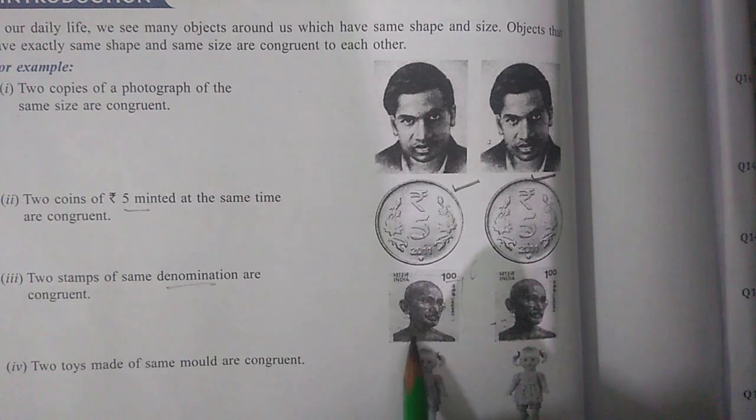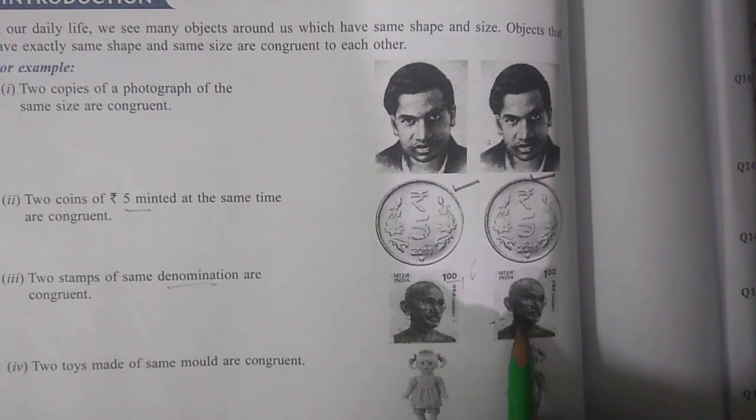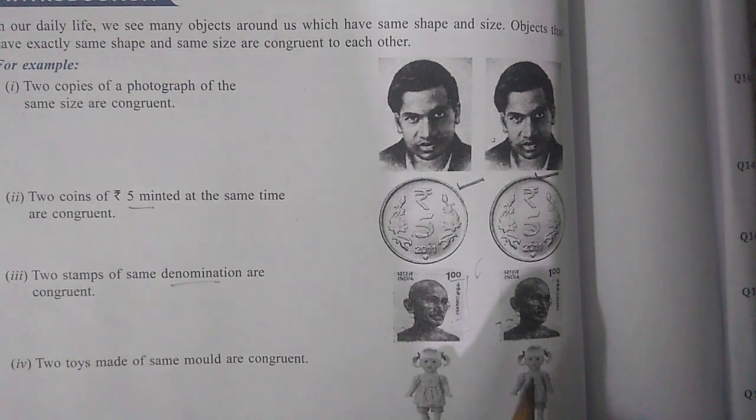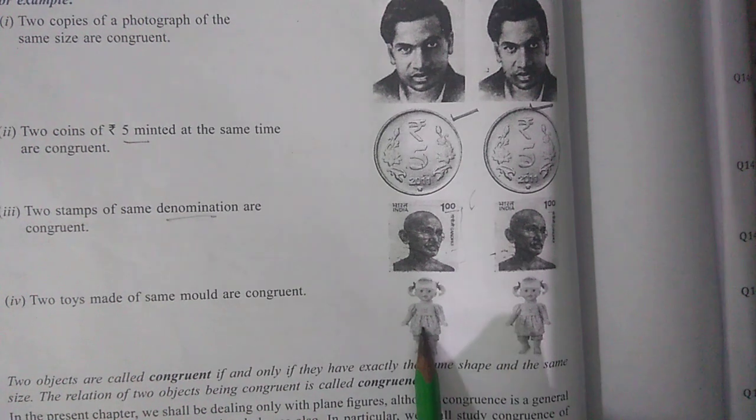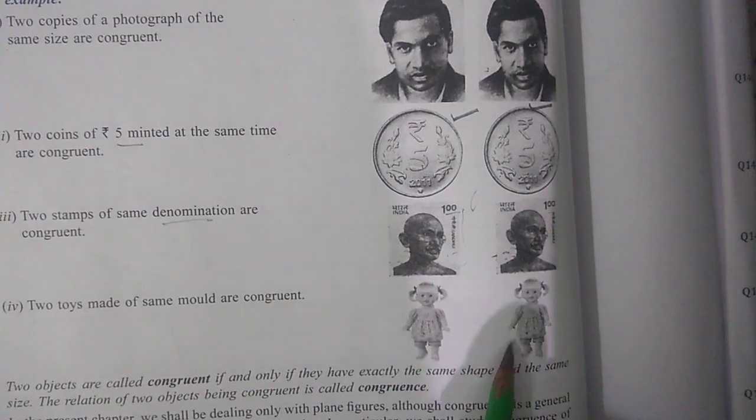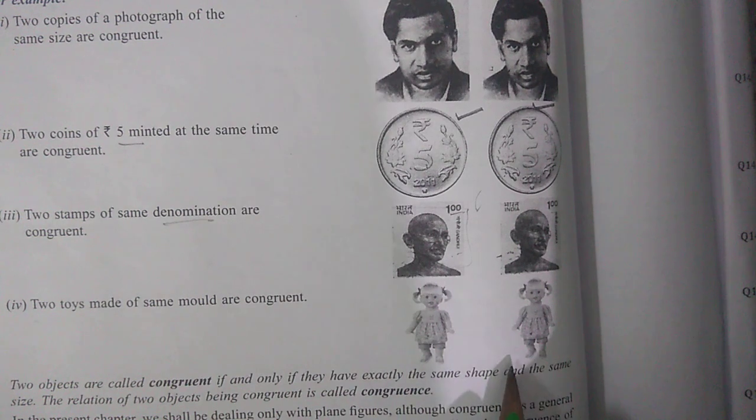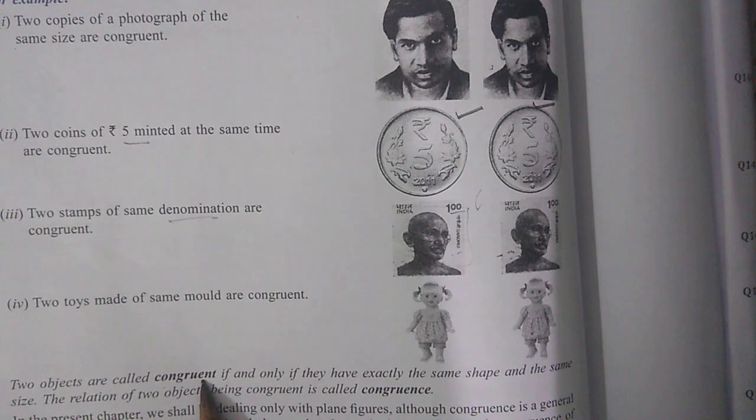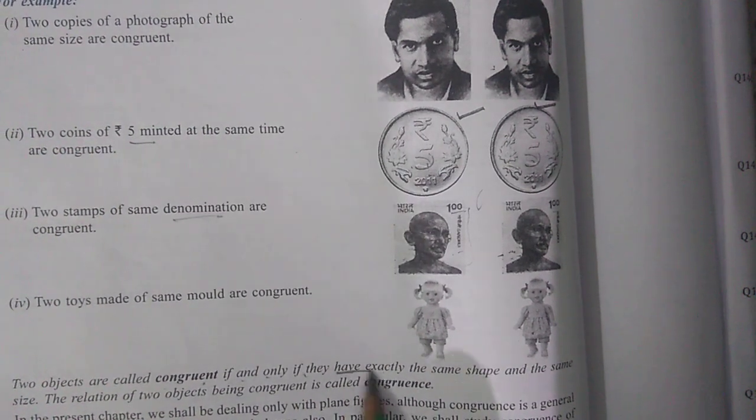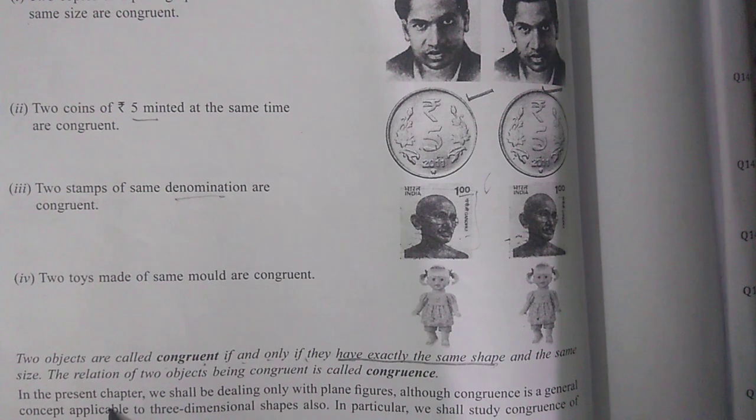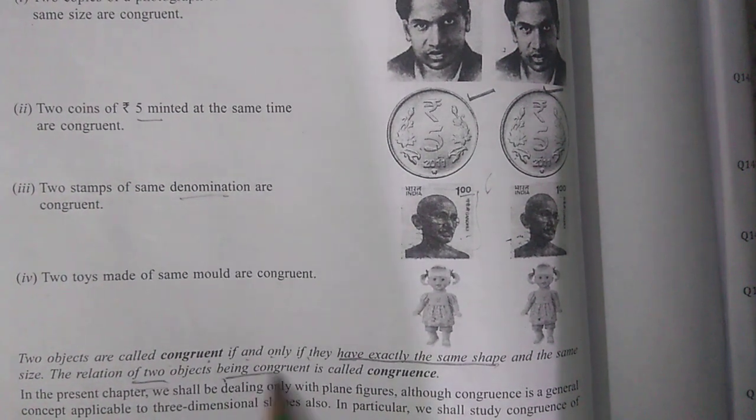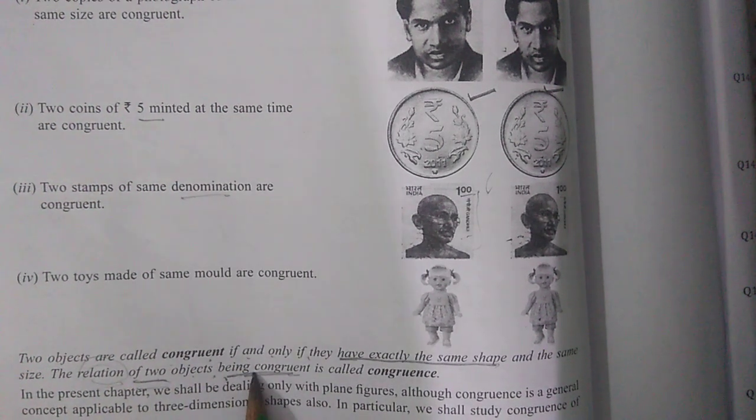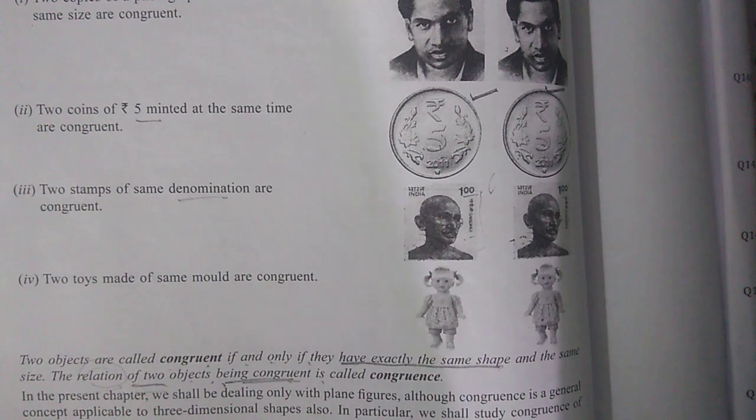Suppose this is 100 rupees stamp and this is also 100 rupees stamp, so we can say these two figures are congruent. Now one more example, two toys, they are having same shape and same size, so they are also congruent. So we can say that two objects are called congruent if and only if they have same shape and same size. The relation of two objects being congruent, or you can say the idea of these two objects being congruent, is known as congruence.